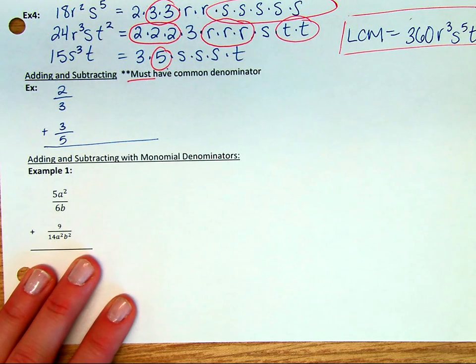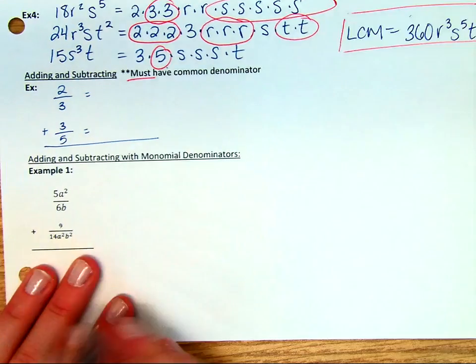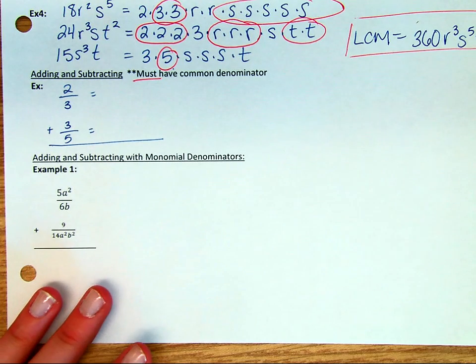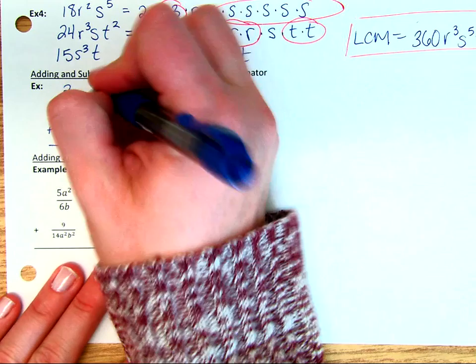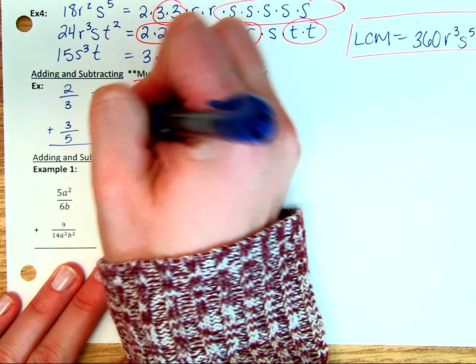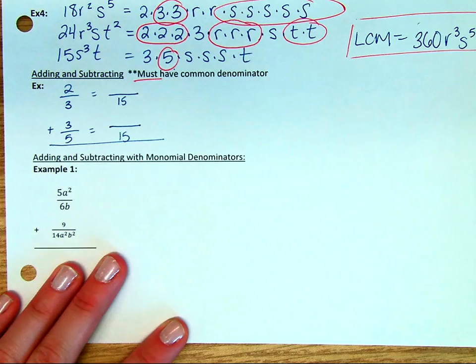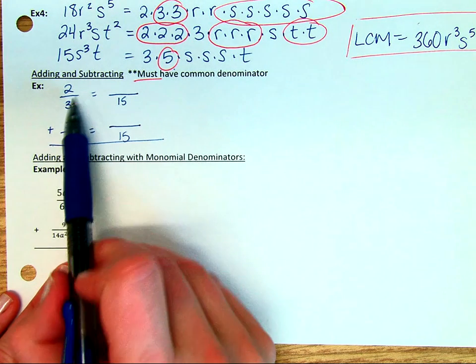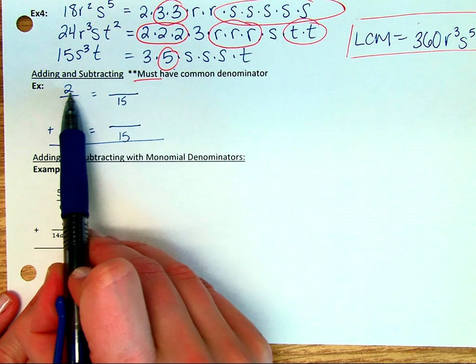Okay. 3 and 5 are my denominators. Those are not the same. They're not common. So I want to think of a common denominator. The least common multiple of 3 and 5 is 15. So I need to ask myself, what did I multiply 3 by to get to 15? Well, I multiplied it by 5. So I need to do the same thing to the top.